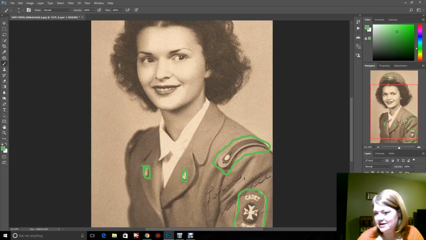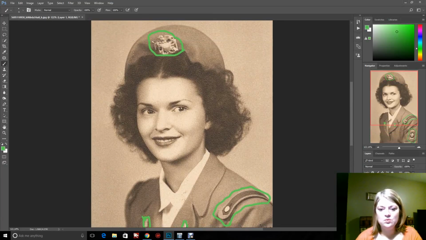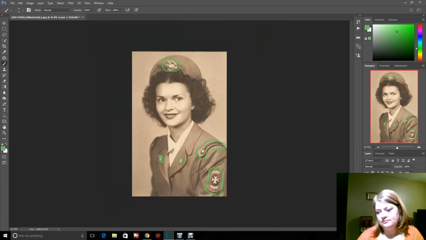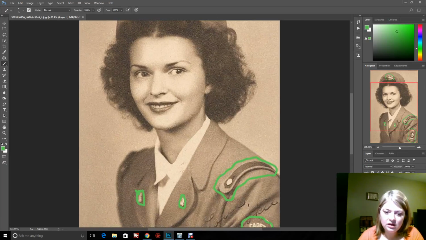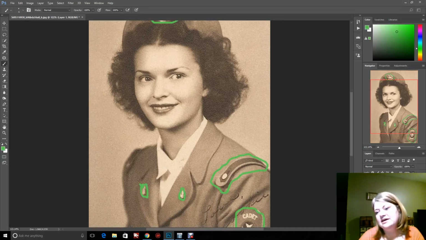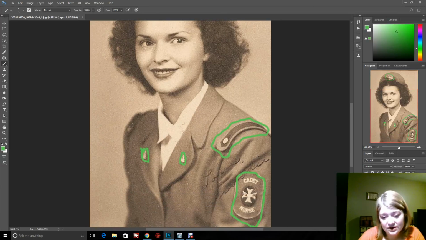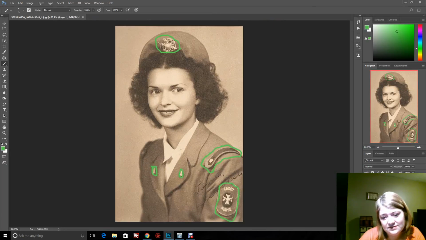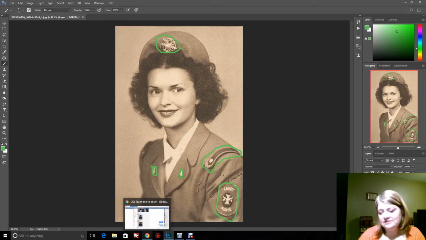But for the most part nowadays, we're very uniform in how we wear uniforms. They all have a code on how they have to be worn. So these are things that we would look at to help identify this photo. We would look up things like cadet nurse, a women's cadet nurse, things like that.